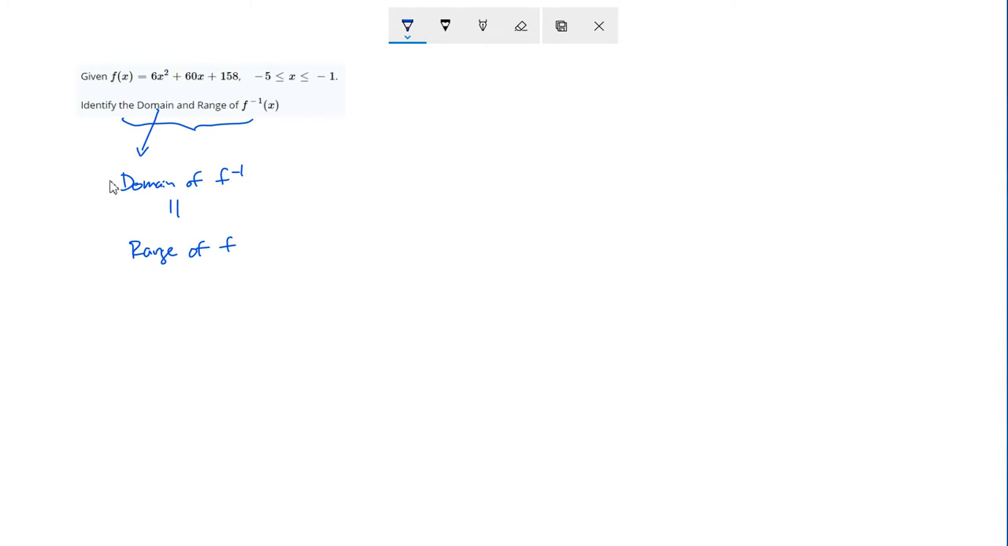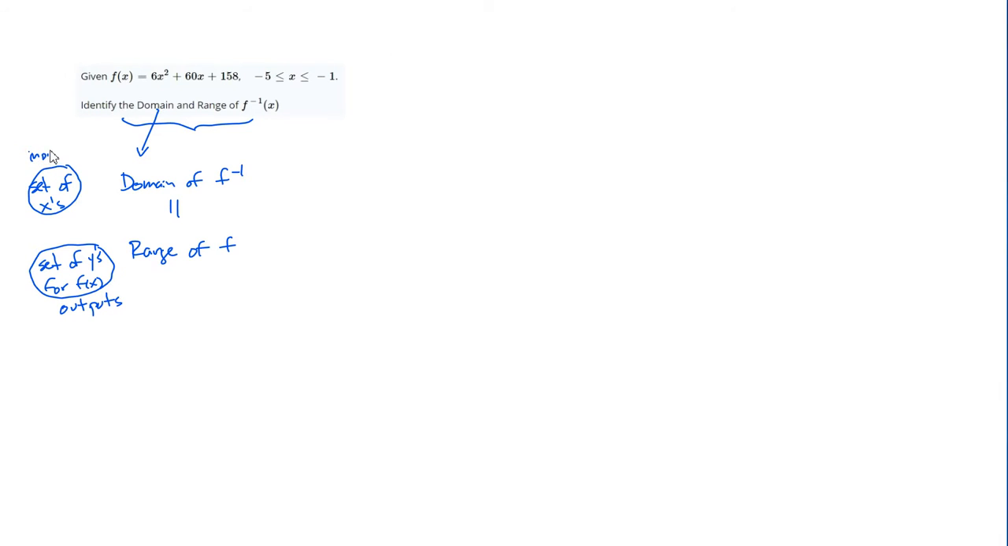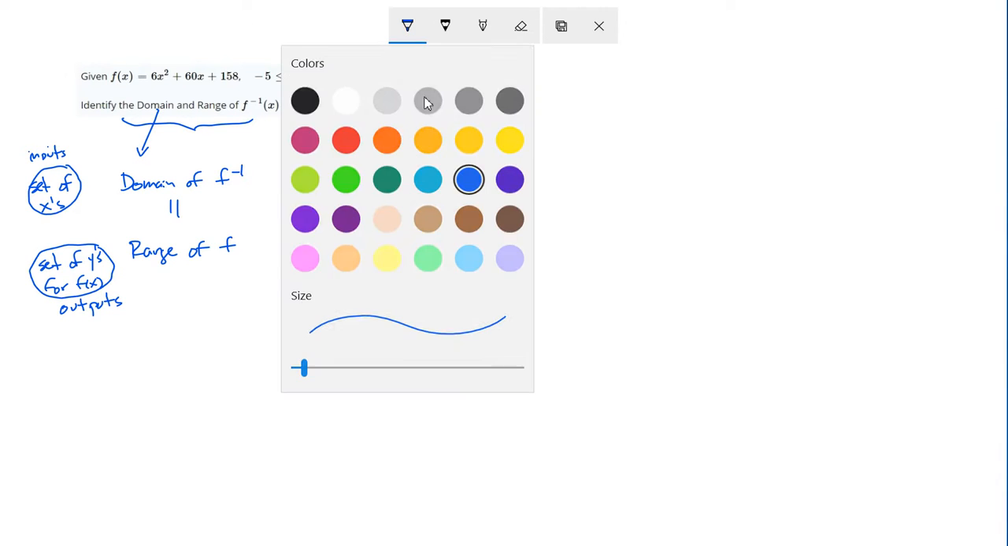Why is that? Because the domain of f inverse represents the set of x's that are valid inputs, but the input of the inverse is the same as the output, or y values, for the original function. Okay, so the y's are outputs for the original function, and they are the same as the inputs of the inverse function.